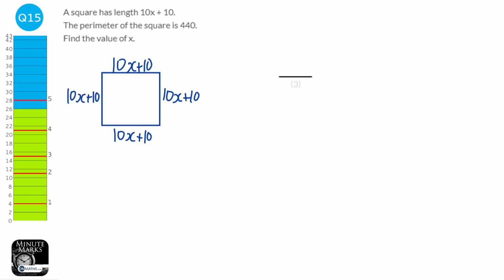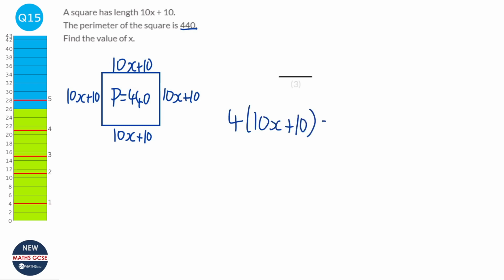But we're also told that the perimeter is 440. So what we can do is work out the perimeter in algebra by multiplying 10x plus 10 by 4, or just adding up the 4 lengths that we've got. So we're going to do 4 times 10x plus 10. But we also know that that is going to be 440, because we're told in the question that the perimeter is 440.